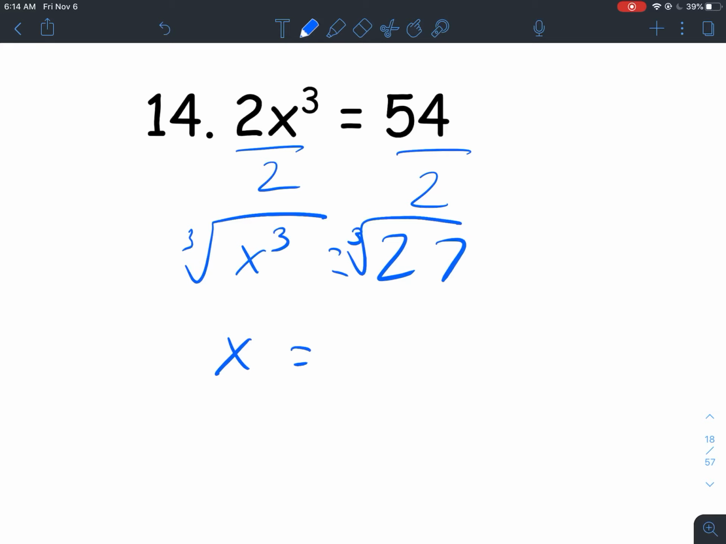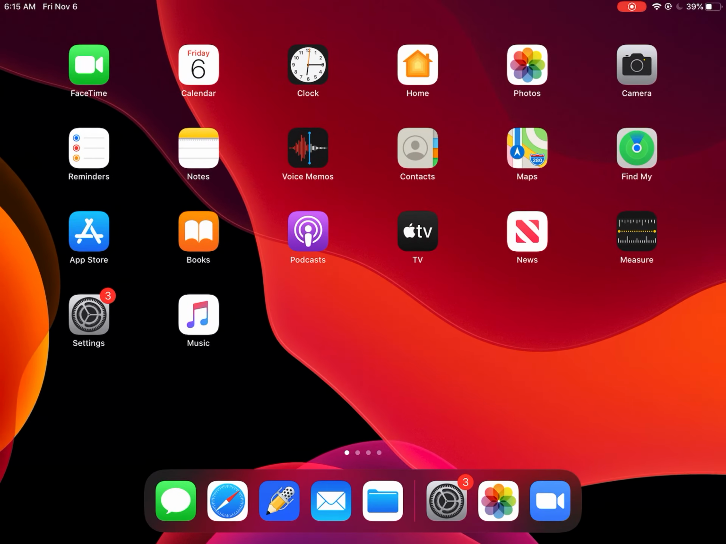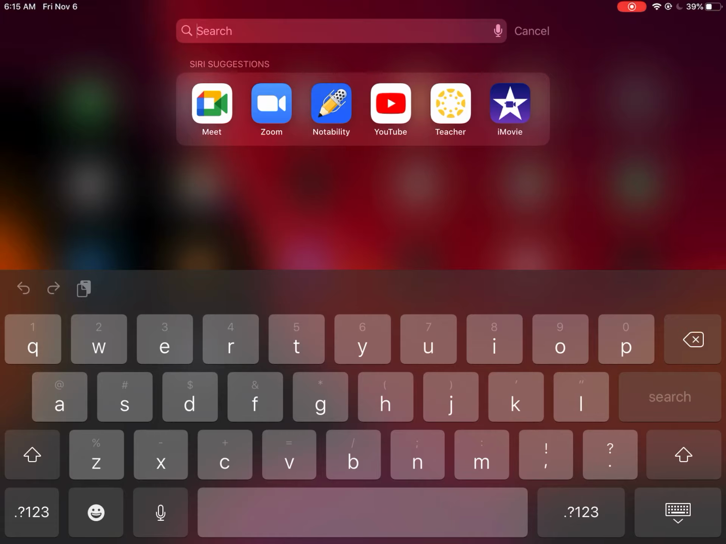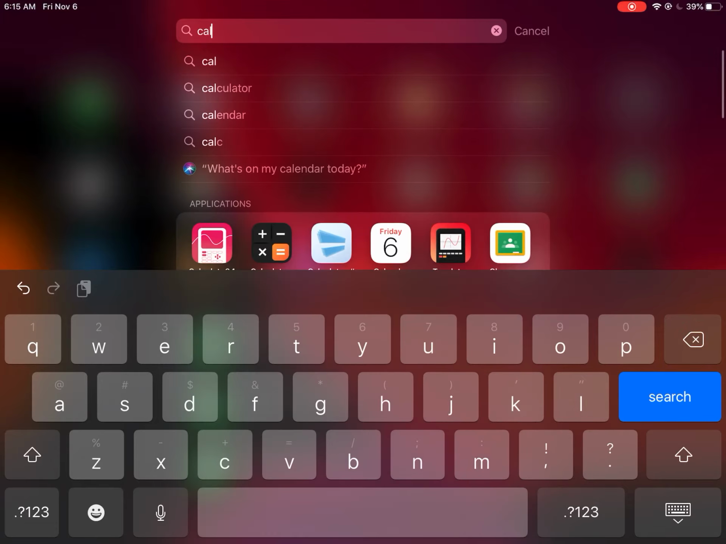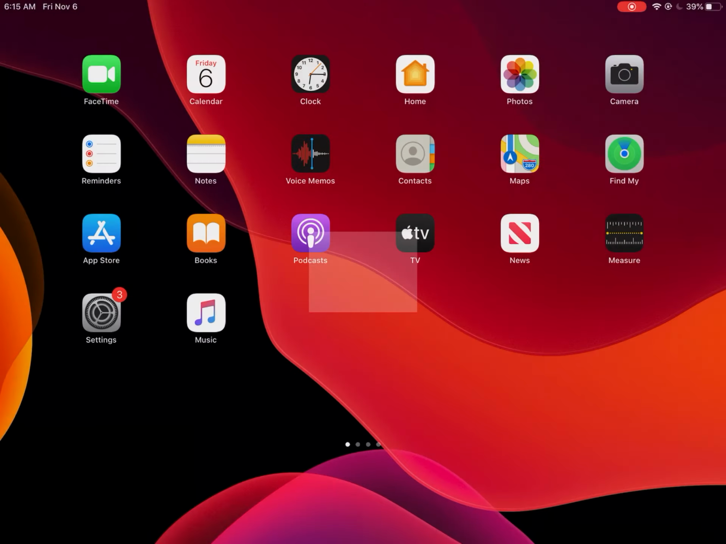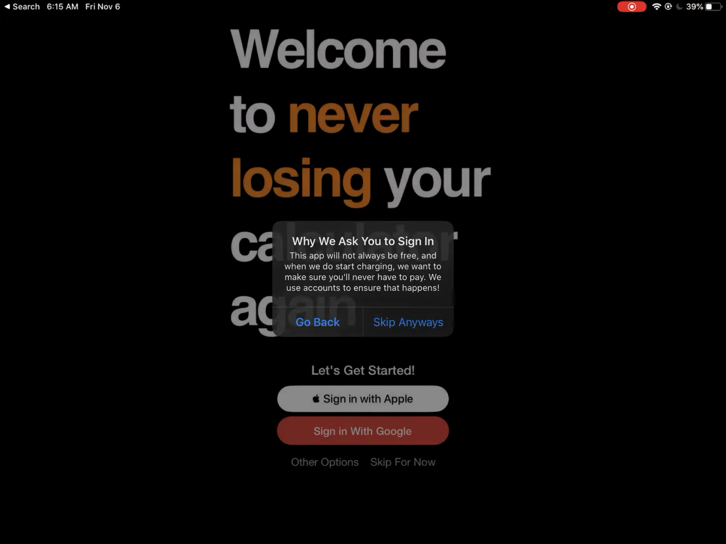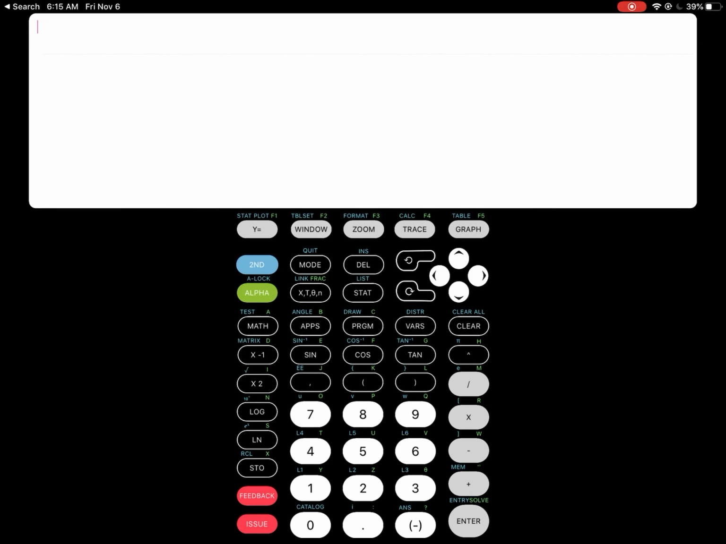Cube root of 27. Now, one thing I want to point out, you are able to do cube roots on your calculator for ones that actually work out. When you have to break it down manually, you'll get a decimal. But I'll show you real quick. You are able to do, ooh, this isn't the one I wanted. I got too many calculator apps on my iPad. Skip. All right.